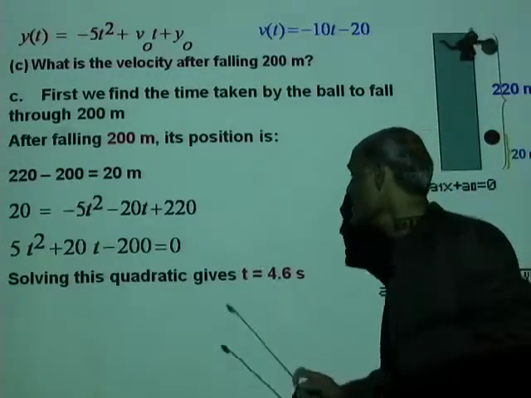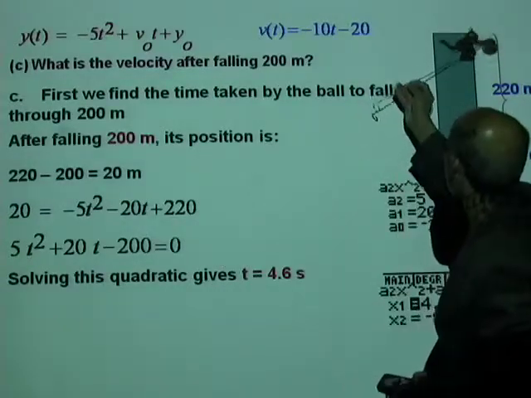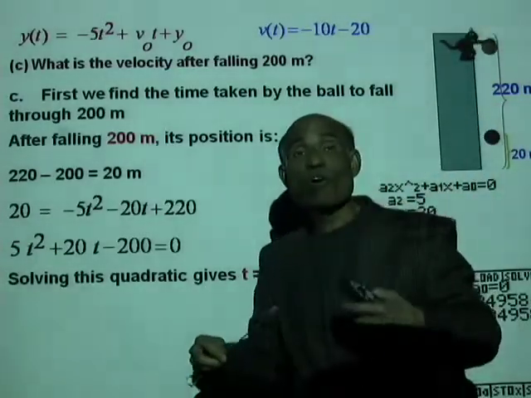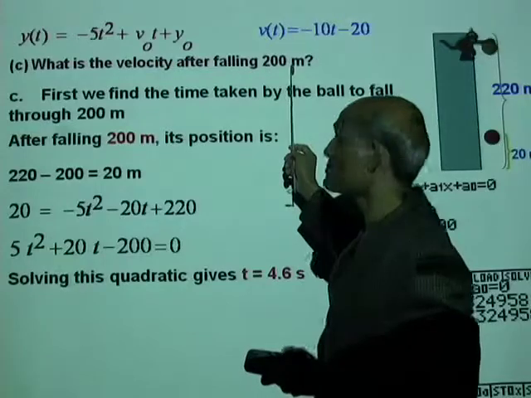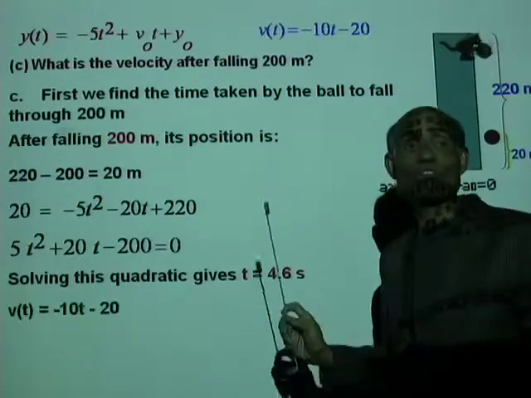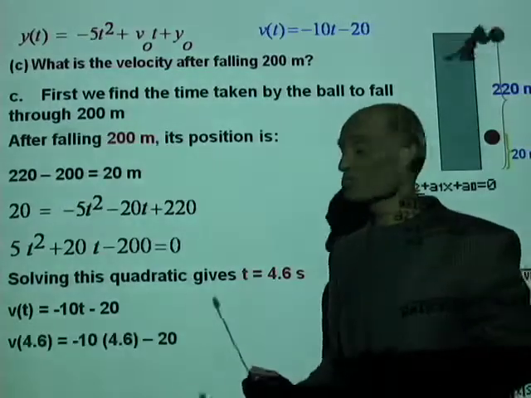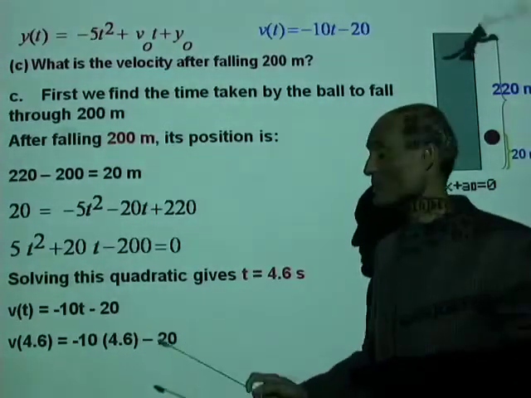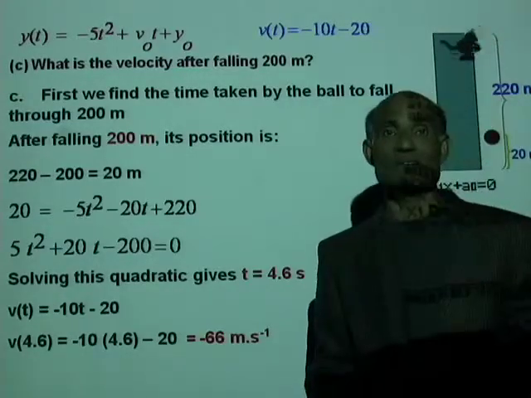So that gives t equal to 4.6 seconds. In other words, the time taken by the ball to fall through 200 meters is 4.6 seconds. Therefore, the question we need to answer, what is the velocity after falling 200 meters, is the same as what is the velocity at the end of 4.6 seconds. So since we know v of t is negative 10t minus 20, v of 4.6 is negative 10 times 4.6 minus 20, that is negative 66 meters per second.